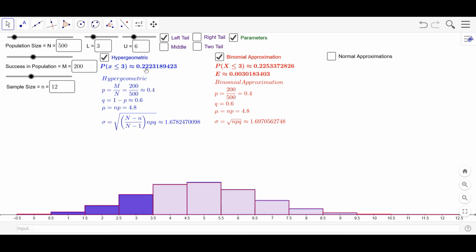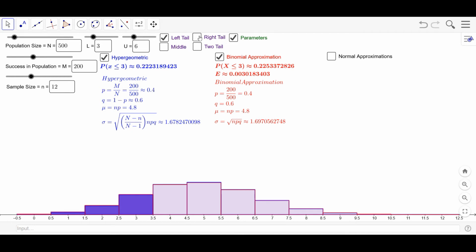Well, this one will round off to 0.22. This one rounds off to 0.23. But the actual error is only about 0.003. So it can be a pretty good approximation when? Well, when the population size is pretty big.